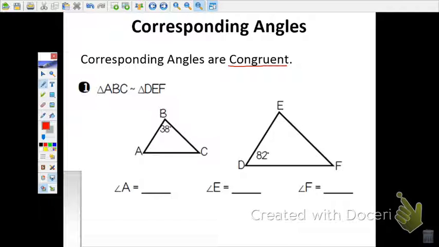So again, even though when I look at these two triangles, triangle ABC and triangle DEF, we are told they are similar. And if they are similar polygons, their angles are going to be congruent. So, what is the size of angle A?